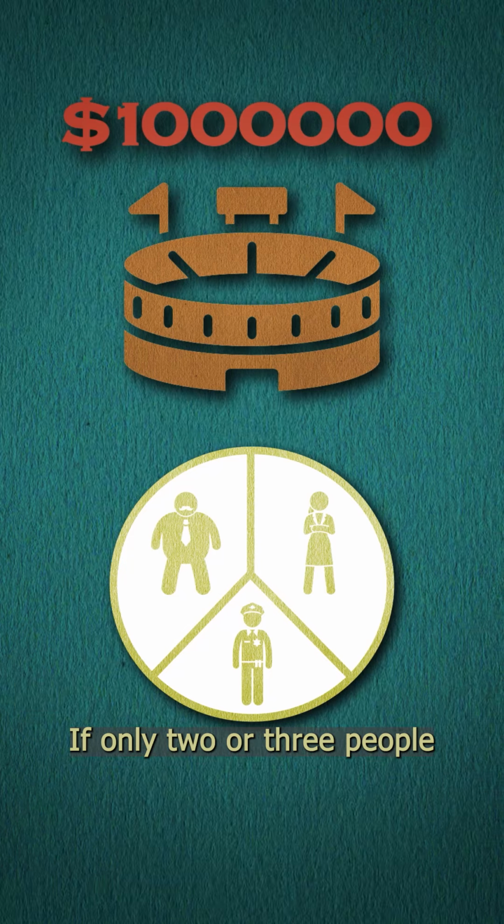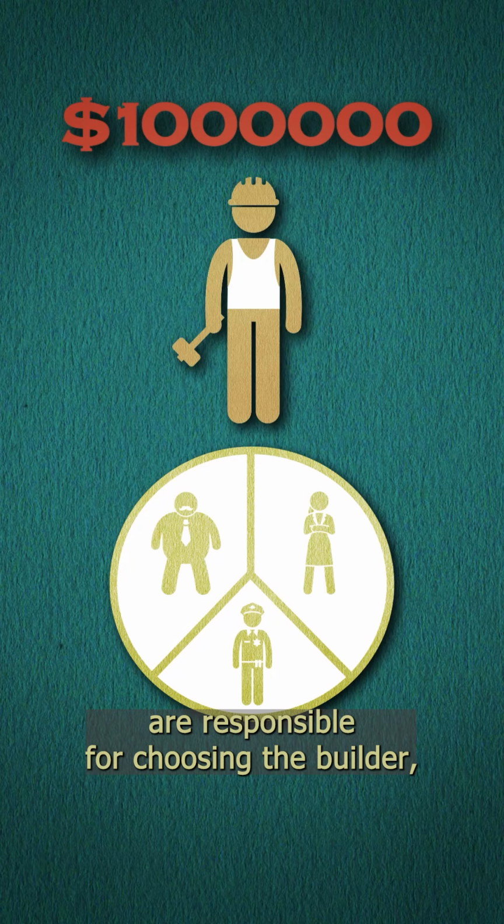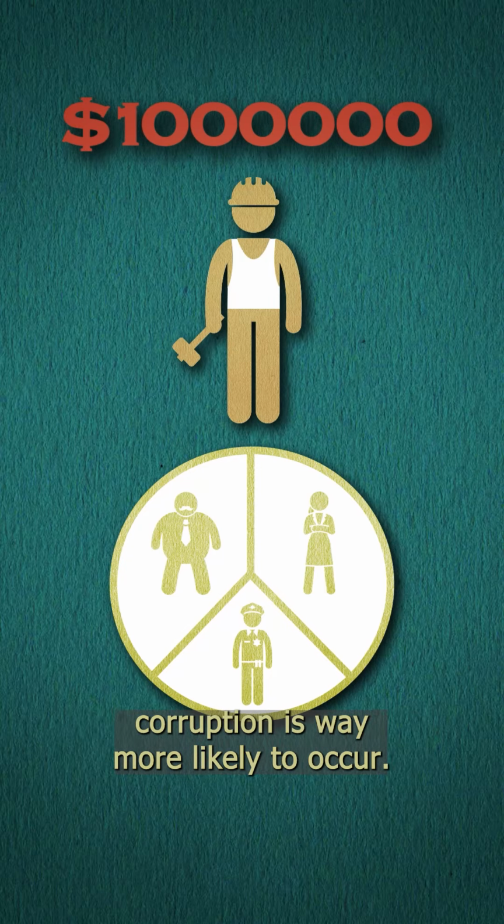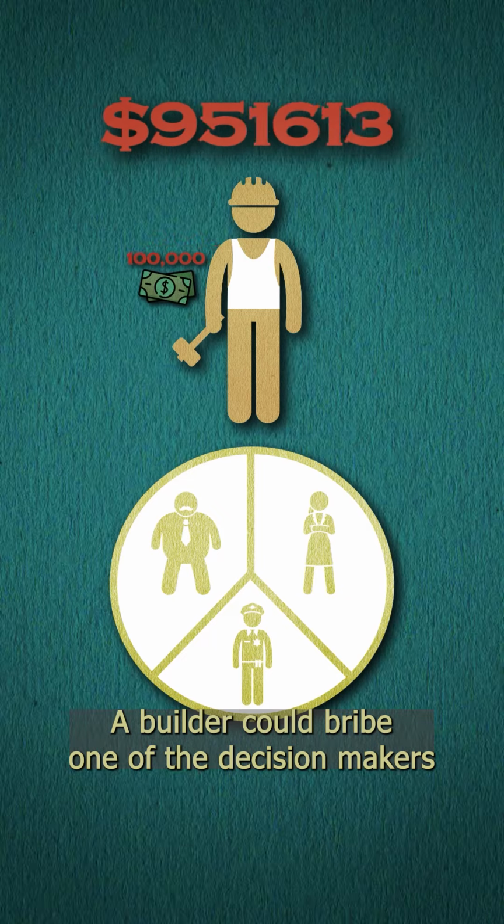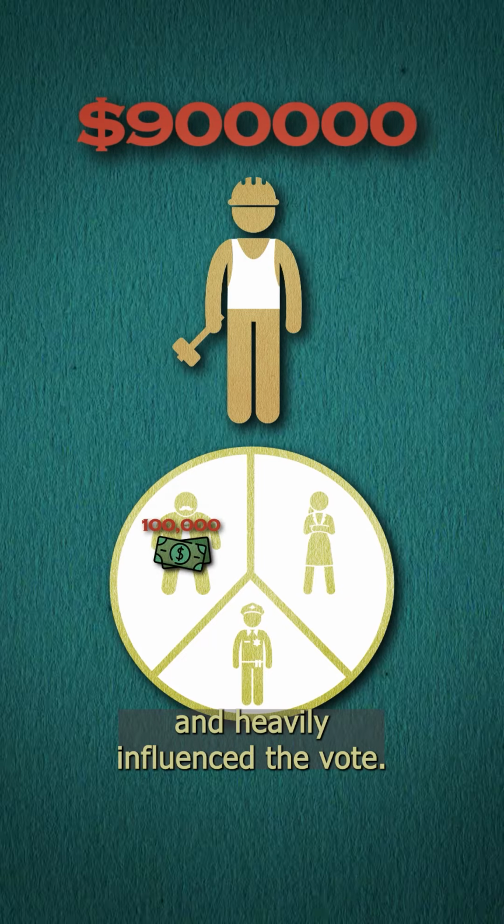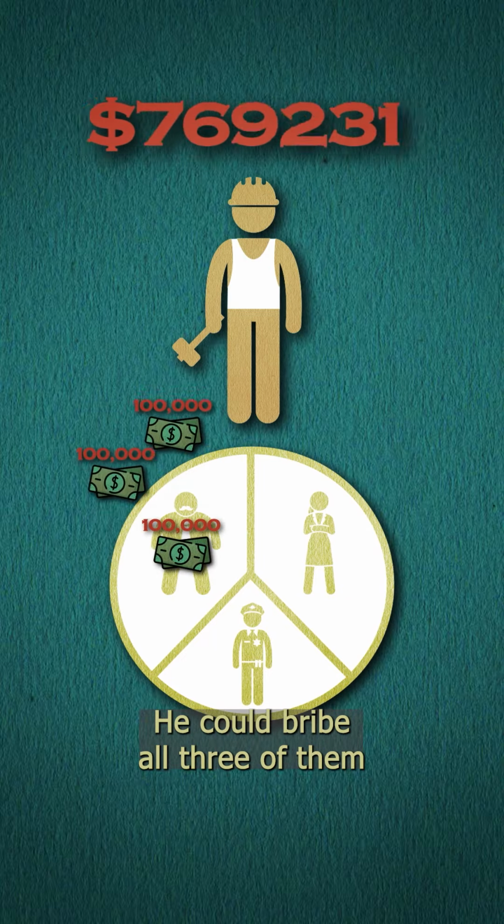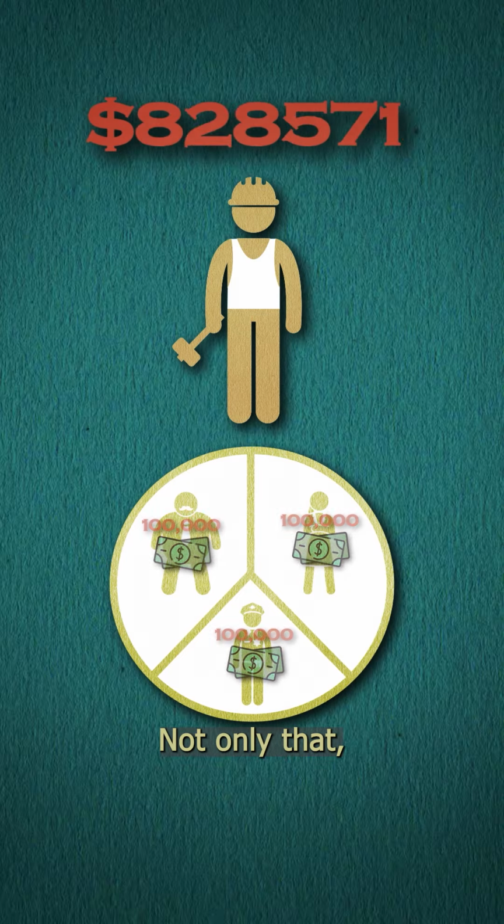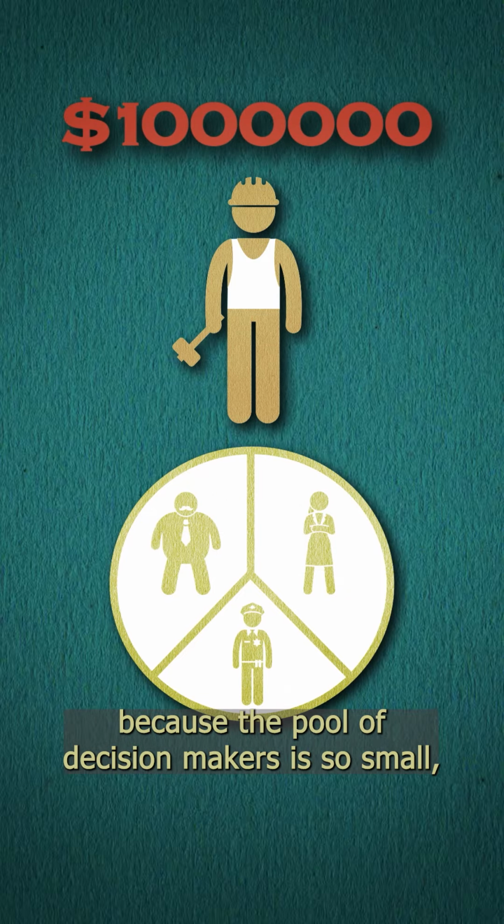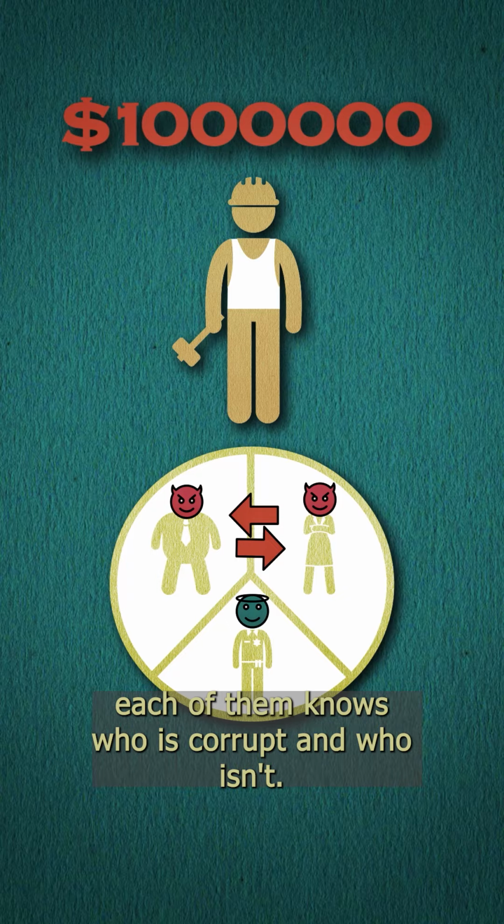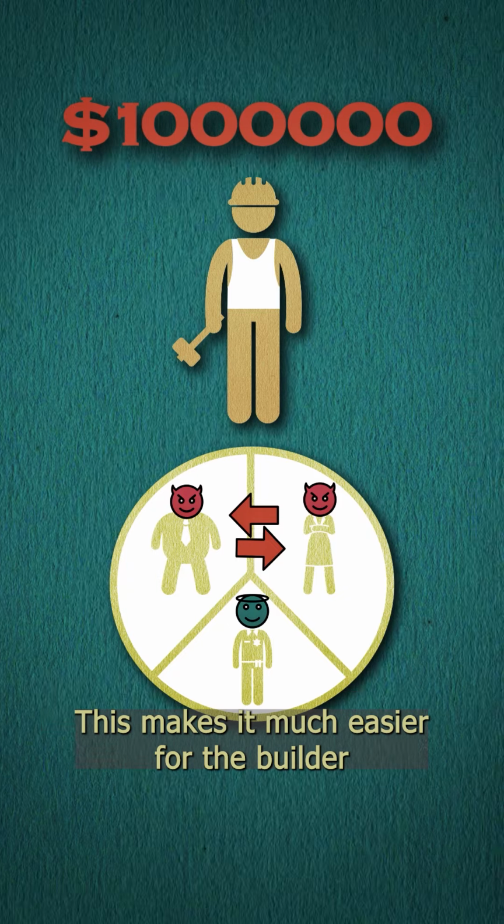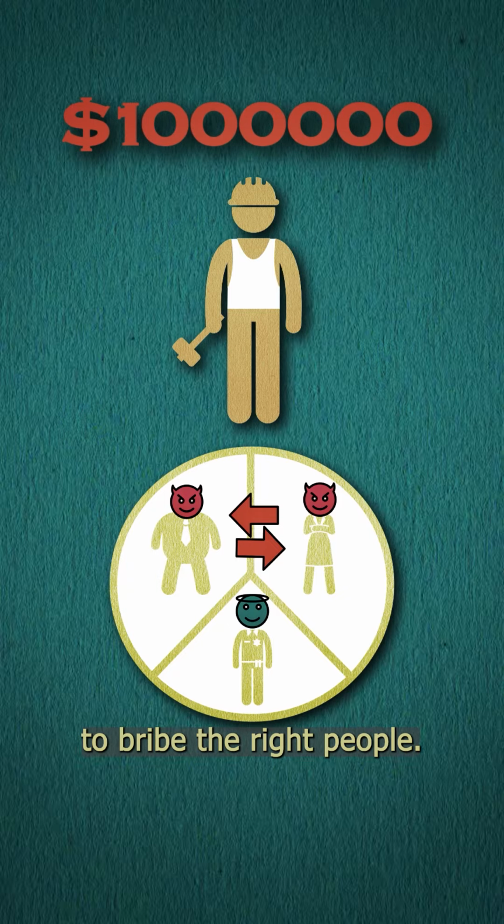If only 2 or 3 people are responsible for choosing the builder, corruption is way more likely to occur. A builder could bribe one of the decision makers with $100,000 and heavily influence the vote. He could bribe all 3 of them and still make a profit. Not only that, because the pool of decision makers is so small, each of them knows who is corrupt and who isn't. This makes it much easier for the builder to bribe the right people.